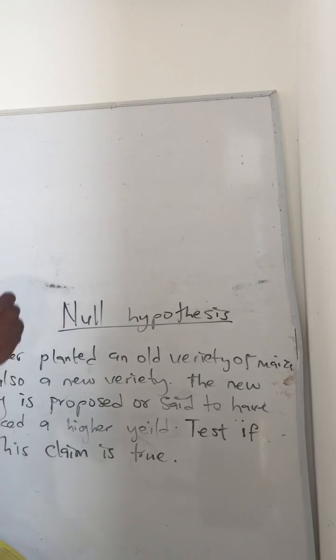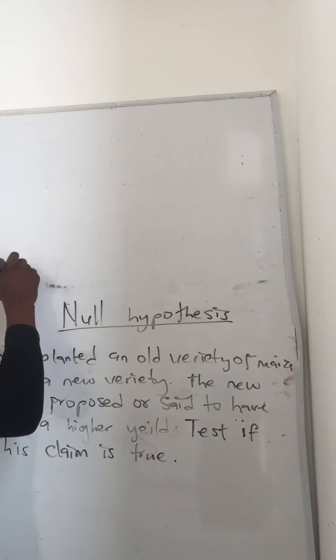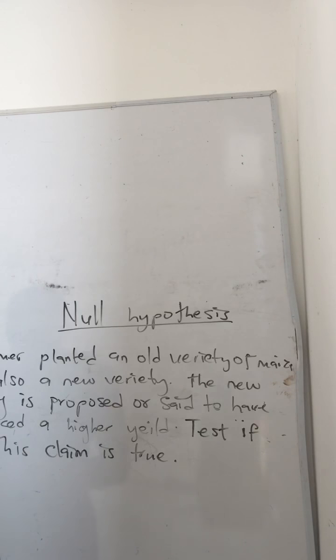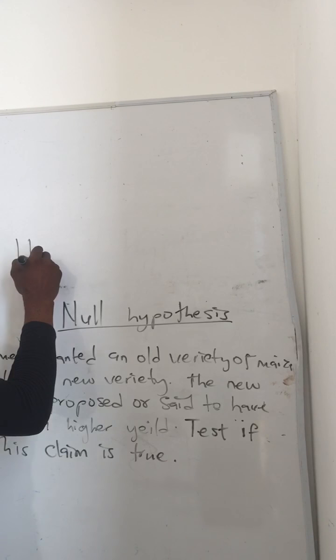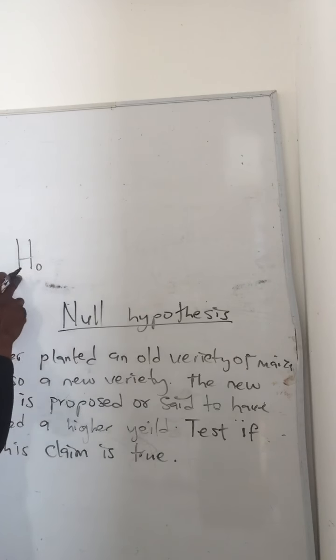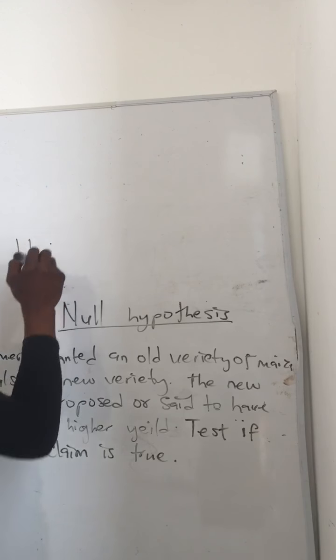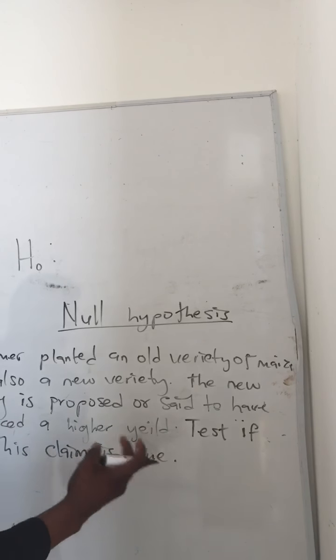So now in statistics, the null hypothesis is denoted by H null, H with a subscript 0. That's what denotes the null hypothesis. So remember, we are talking about the yield, and we can represent it with the mean.